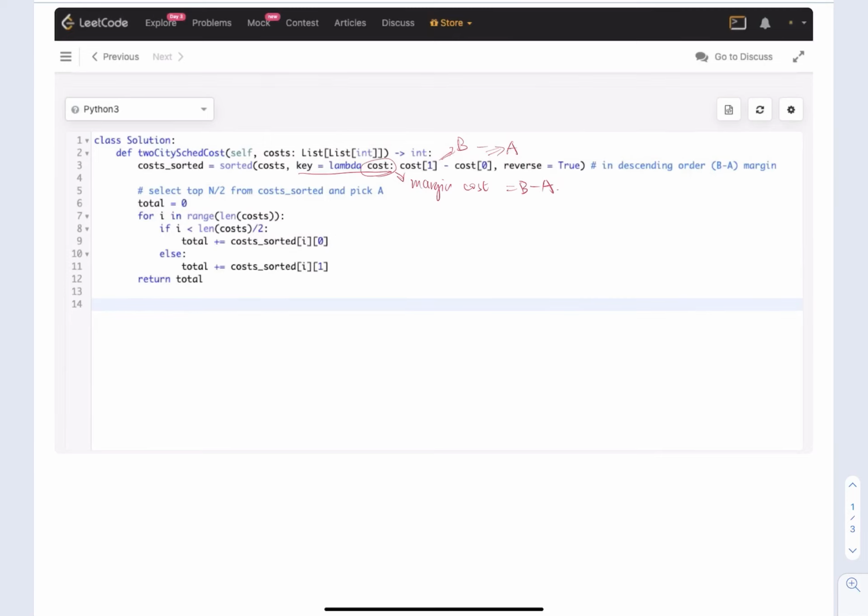And then if we have 2N people, half of them will be going to city A, and these are the ones with the marginal cost ranked the highest, the first half with the highest marginal cost. The other half of the people will be going to B, and if we sum them all up, this is going to be the total cost and also the minimal cost to go to the two cities.